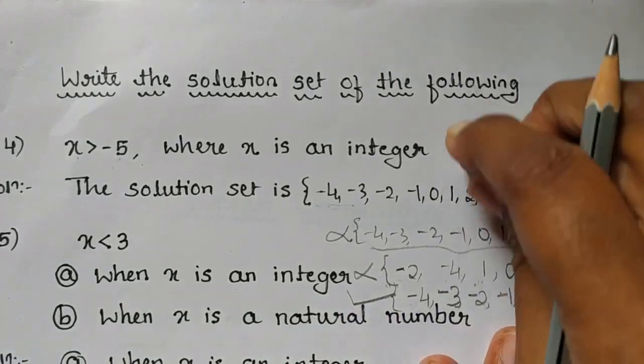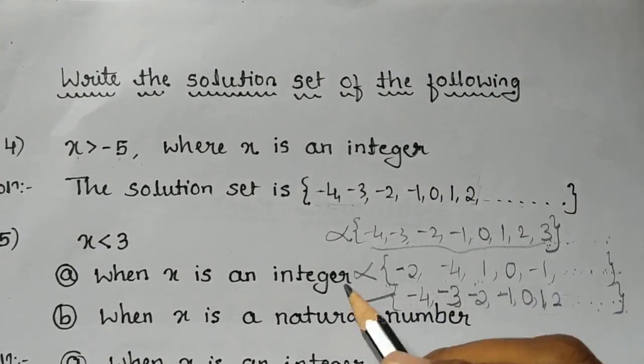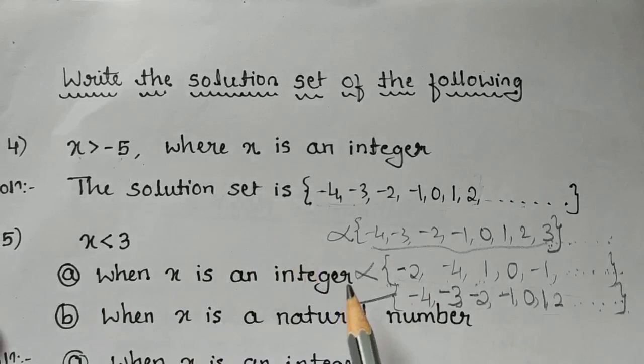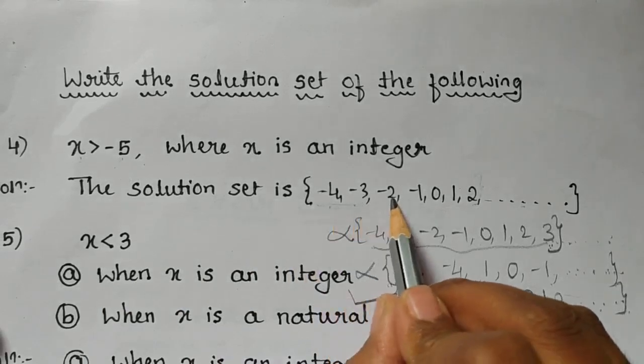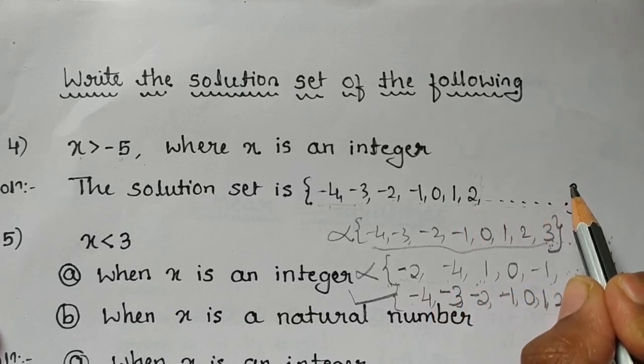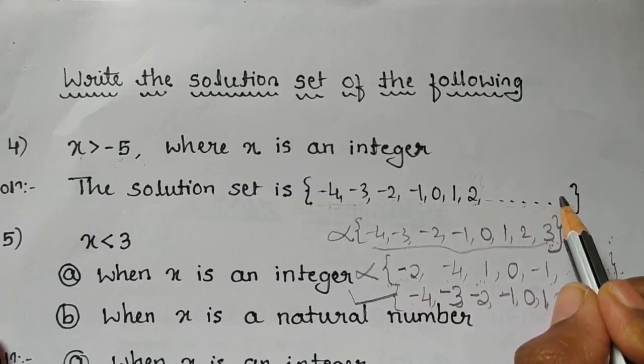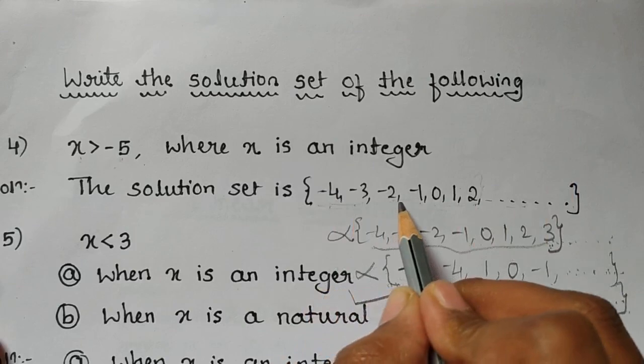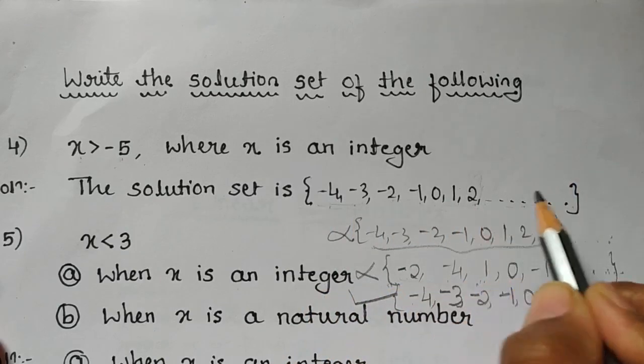I'll rub this bracket here. The solution set for this inequality is -4, -3, -2, -1, 0, 1, 2 and so on up to infinity and then close the bracket. And remember to put a comma because elements of the set are separated by commas.